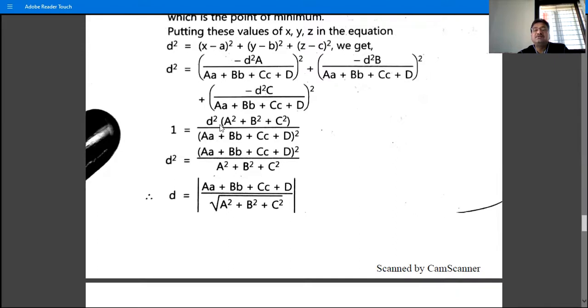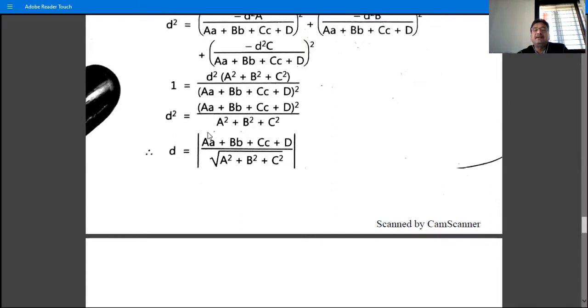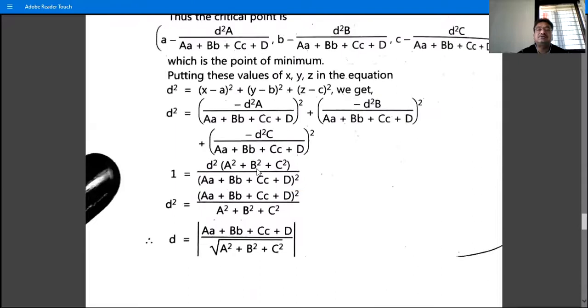So right here d raised to 4, and then what do we have here is d square. If you shift d square to the right side, then we have d raised to 4 by d square. Here is 1, d raised to 4 by d square is d square. Then shift this d square to the right side, so change the numerator and denominator. We have this answer, and then d is mod, taking a root of both sides. So this is the procedure, another procedure.